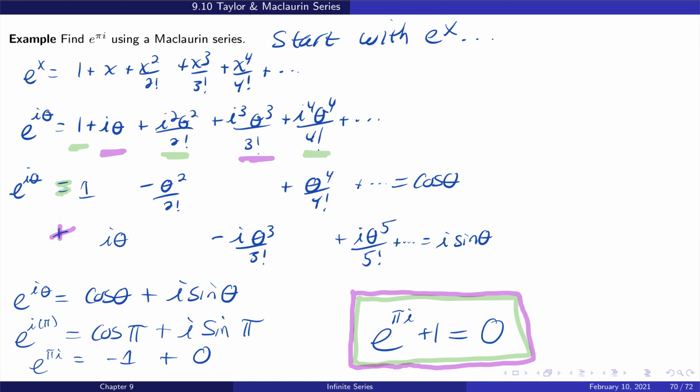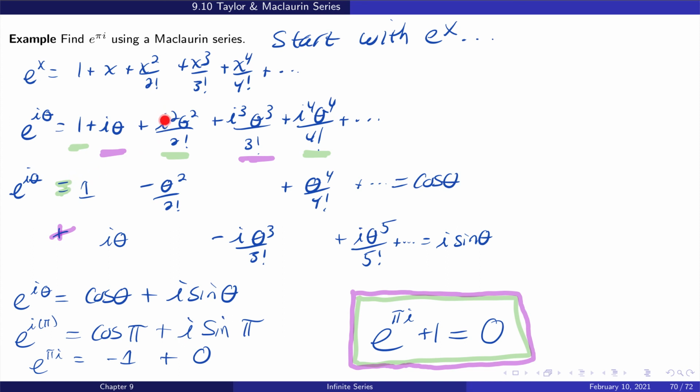So last example of the chapter is proving that e to the pi i equals negative 1. So we're going to start with e to the x and write out its expansion, 1 plus x plus x squared over 2 factorial, et cetera. Replace the x with i theta. So everywhere there's an x gets an i theta, all the way down. Now we're going to separate this into two groups. The green lines will eventually combine to be cosine theta.